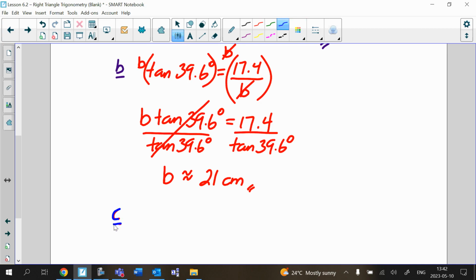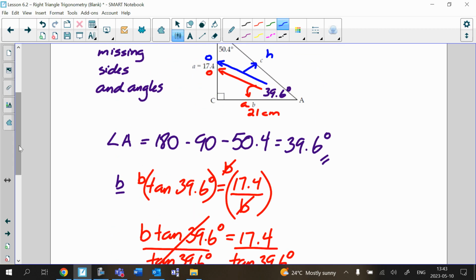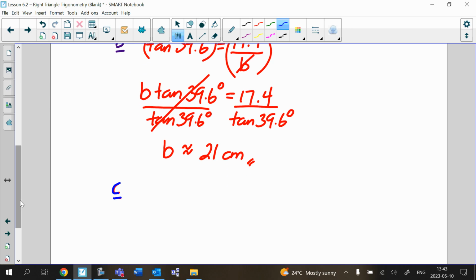So sine of 39.6 degrees equals opposite side 17.4 over hypotenuse, which is called C. And then we solve this one, and then we're done.